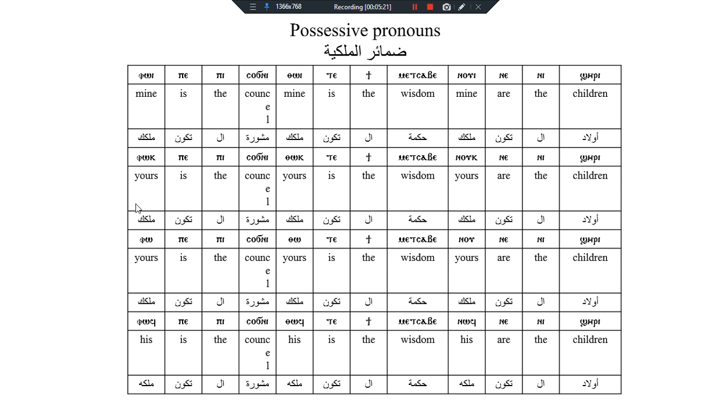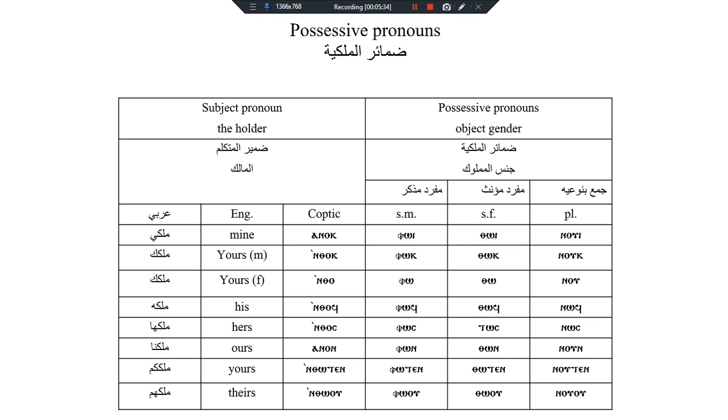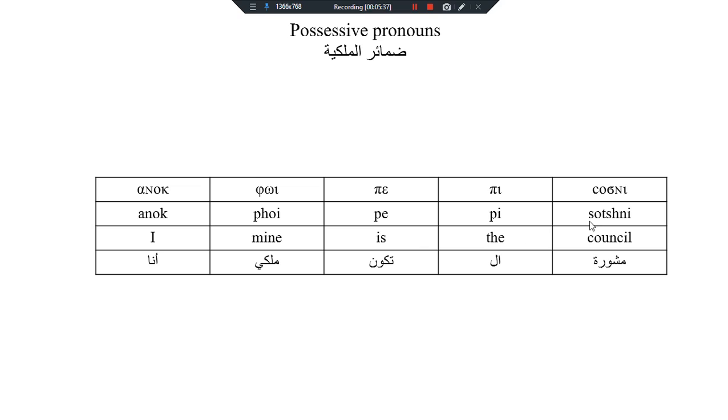Example here: Foy pe pisuteshni. It means mine is the council. So in this example, we make a structure, a complete sentence. We say foy acts as a pronoun, followed by the verb pe, which means is, followed by the complement. Foy pe pisuteshni. Mine is the council.